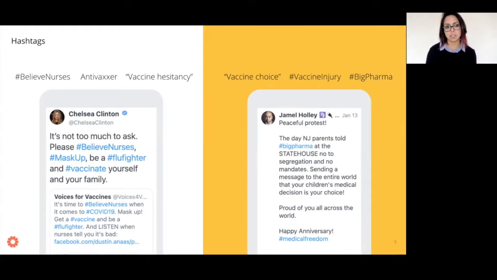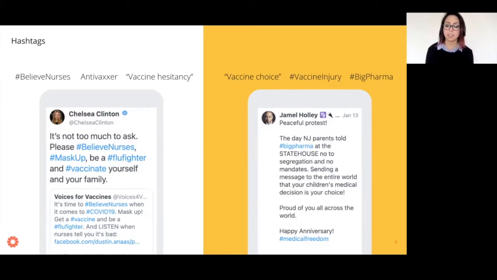On Chelsea Clinton's tweet, it's not too much to ask. Please hashtag believe nurses, hashtag mask up, be a hashtag flu fighter, and hashtag vaccinate yourself and your family. And already there, you can see words and keywords and hashtags that you could add to your list of keywords to monitor to look for conversations that are pro-vaccines, right?